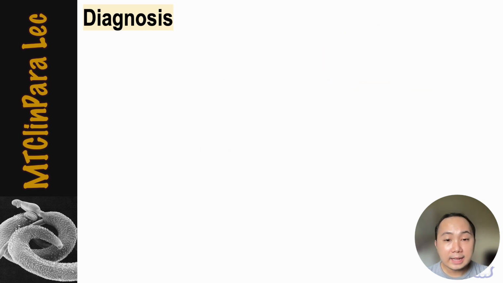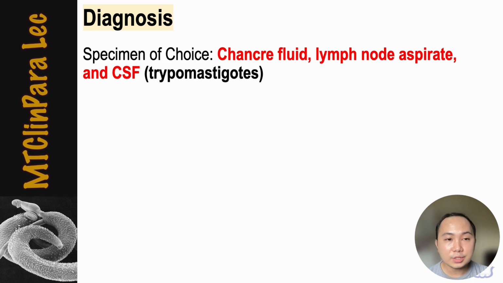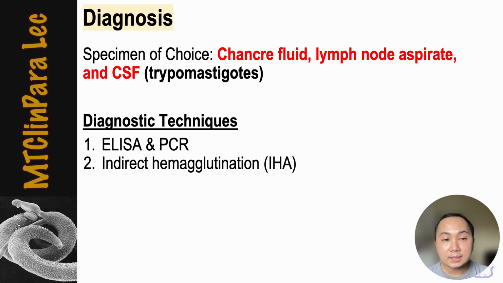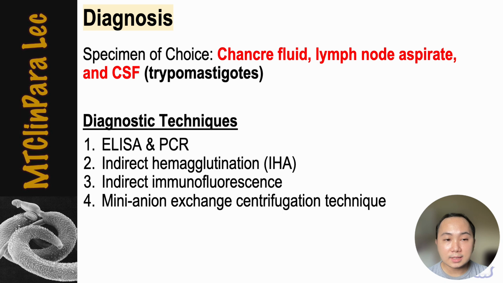So when it comes to the late stages of trypanosomiasis, the only procedures that we can use would be diagnostic testing using your immunological and serological procedures. So ELISA and PCR, indirect hemagglutination test, indirect immunofluorescence, and mini anion exchange centrifugation technique. So all of these may be associated with diagnostic procedures for the late stage or chronic stage of our African trypanosomiasis.